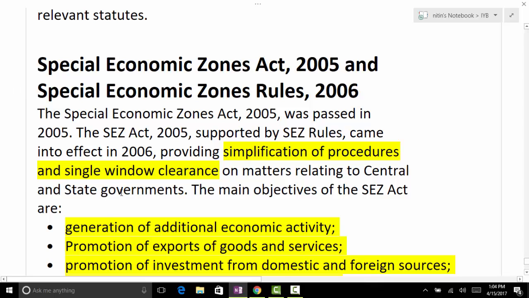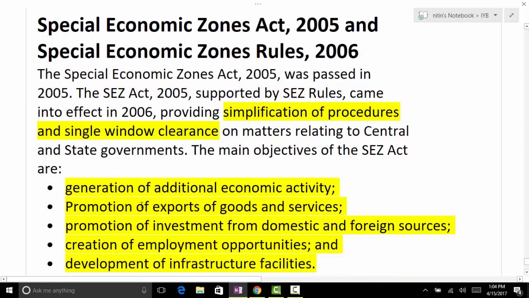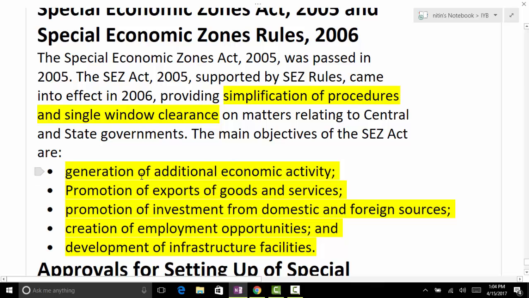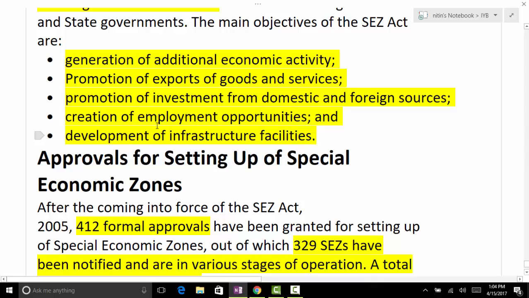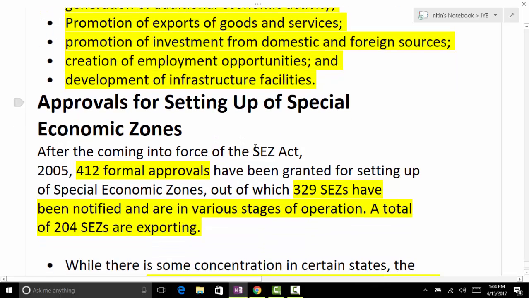So there is the SEZ Act 2005 and the SEZ rules, with simplification of rules. These are the various objectives. Read them, remember them: additional economic activity, exports of goods and services, investment, employment, infrastructure. For mains, this is important. Remember these points, questions are sometimes asked directly. It says more than 400 approvals and more than 300 SEZs have been notified.